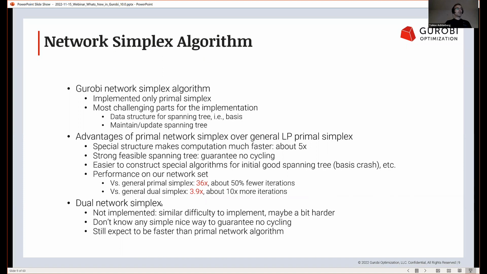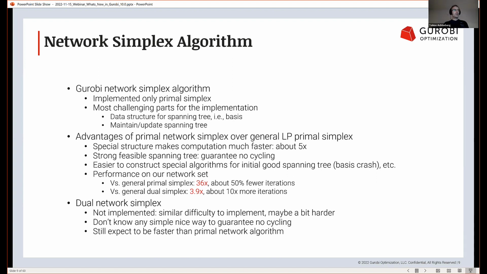And how is it working? So the most challenging part of the implementation is to deal correctly and efficiently with this data structure for spanning trees, because the spanning tree in such a network is the counterpart of an LP basis. And then you need to do all the basis updates as corresponding switches in the spanning tree. So going from one basis to the other means remove an edge from the spanning tree and add some other edge so that it is again a spanning tree. So these are the steps. So this is pivoting in the network algorithm.